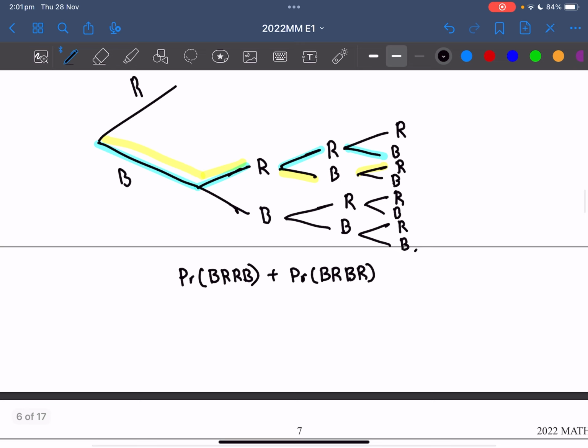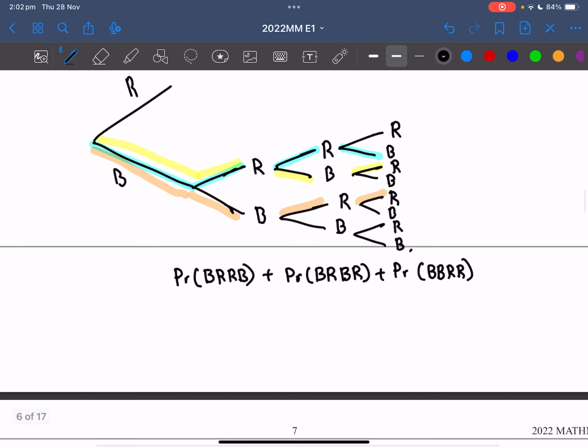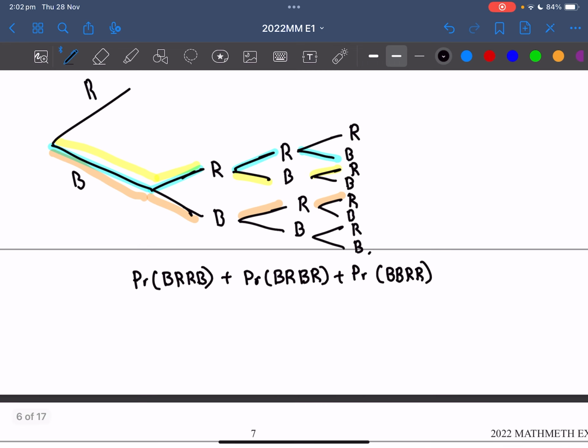And then the last one, which is going down this line over here. So blue, and then blue again, and then red, and then red. Okay, so plus the probability of blue, blue, and red, right? Any other combinations? I don't believe so.